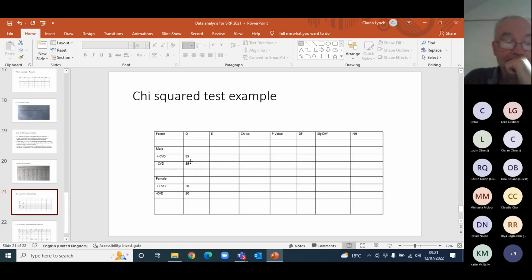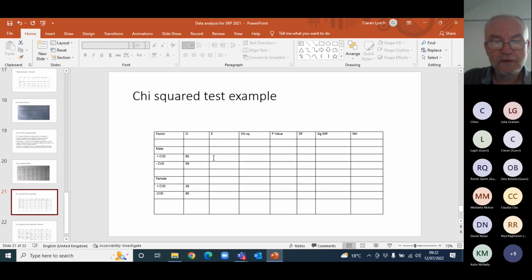So if I go to this example here, males in the example in the 262 master copy sheet, 262 patients. If we just look at the males with CVD, 85. Males without CVD, 59. Now, if I'm trying to calculate an expected result for those two groups, I have to use some logic. So I'm trying to see if gender has an impact on CVD. And I can see here, males with it, 85, males without it, 59.